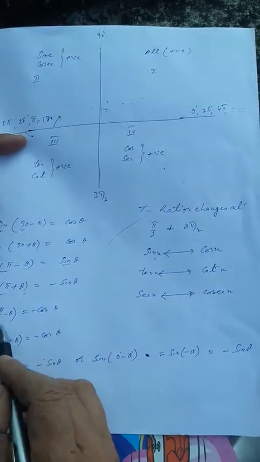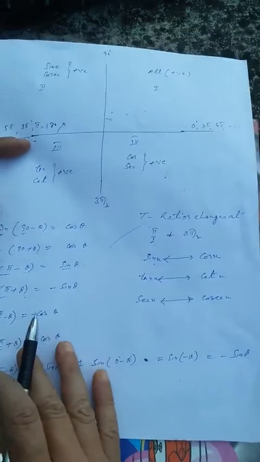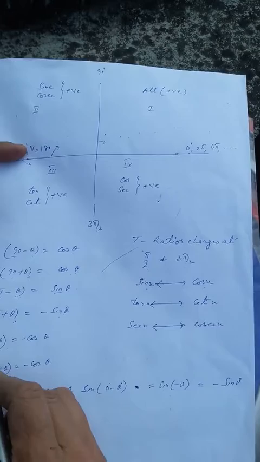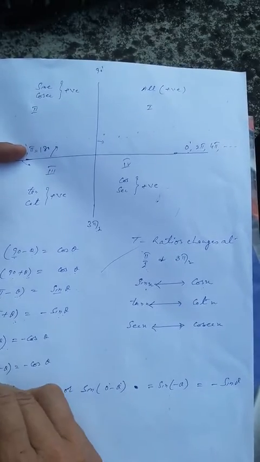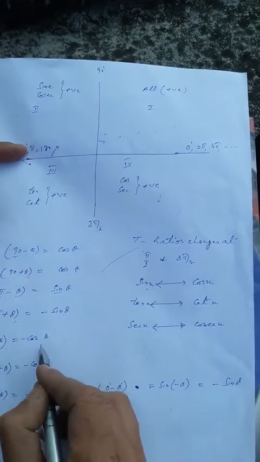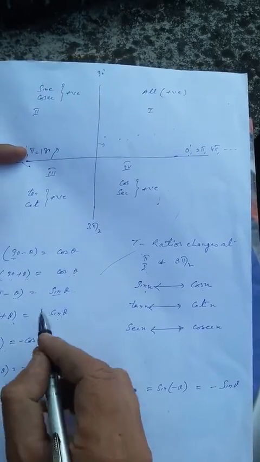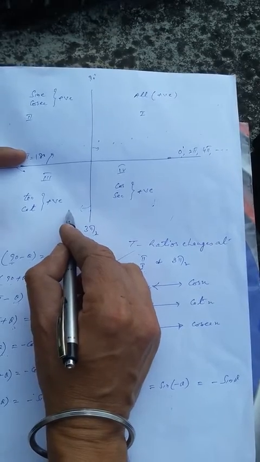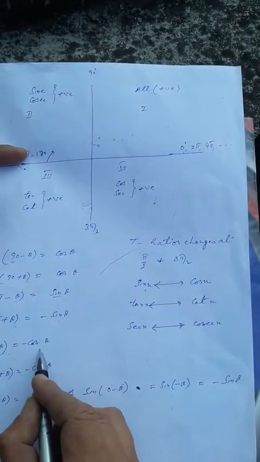Similarly, sine of 3 pi by 2 minus theta. Now 3 pi by 2 means 270 degrees, so it's 270 degrees minus theta, and at 270 degrees sine changes into cos. It is once again 270 minus theta, that means the third quadrant, so once again it becomes negative.